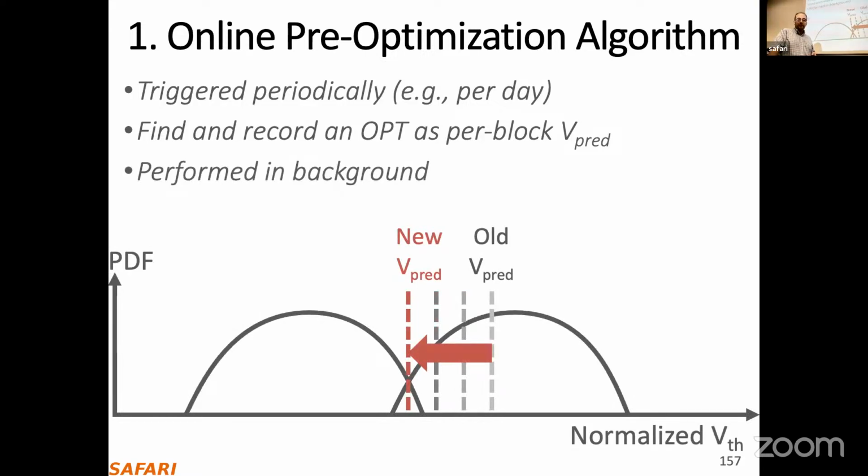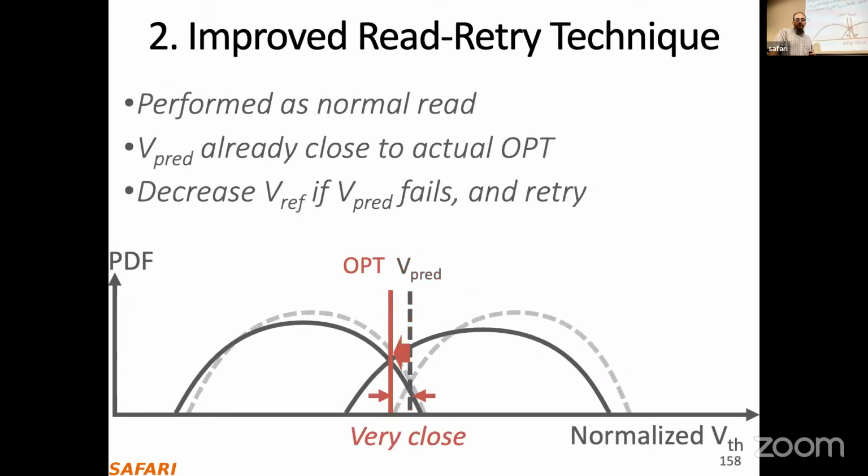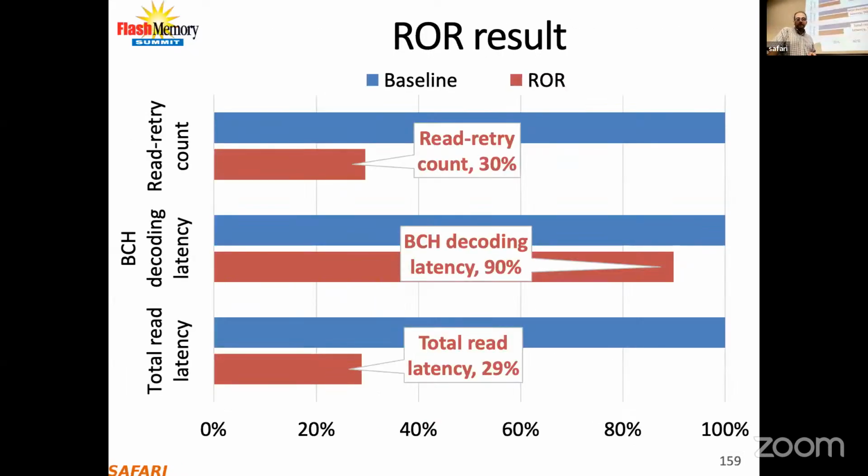And this happens in the background, such that you don't see the performance overhead of that. Once you have this optimum voltage, you can actually improve your read retry process, and you can improve the performance a lot. Okay, so these are some results.